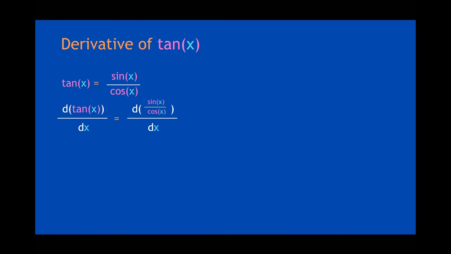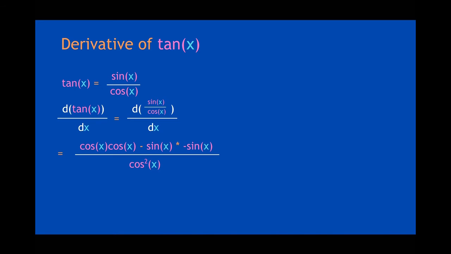Now, what we have here is a quotient, so we need to use the quotient rule to figure out this derivative. The quotient rule tells us that we'll have the bottom, which is the cosine of x, times the derivative of the top, which is also the cosine of x, and then minus the top, the sine of x, times the derivative of the bottom, which is the negative sine of x, which we found from our derivative of the cosine of x proof. Then this whole thing is divided by the bottom squared, which is the cosine squared of x.